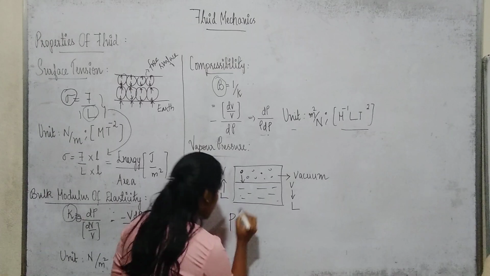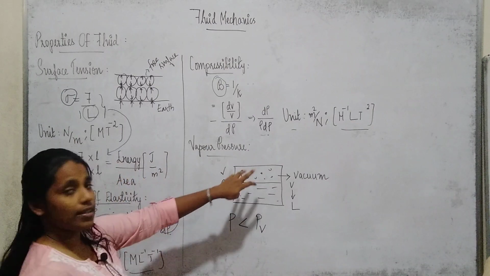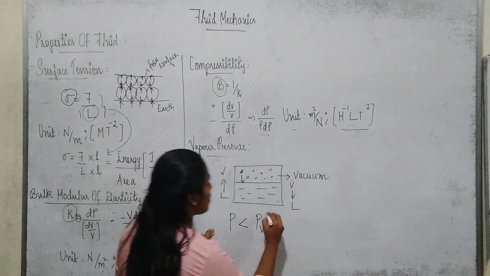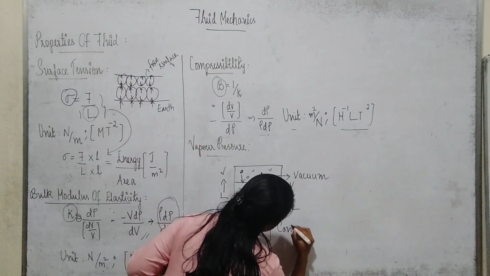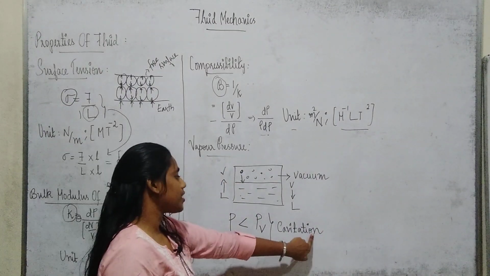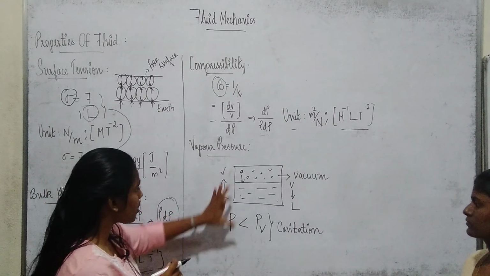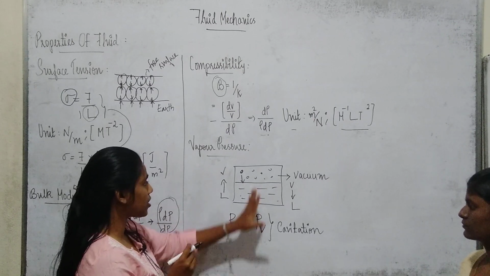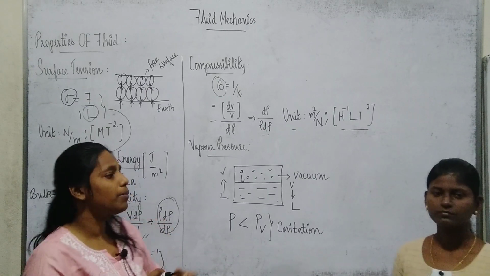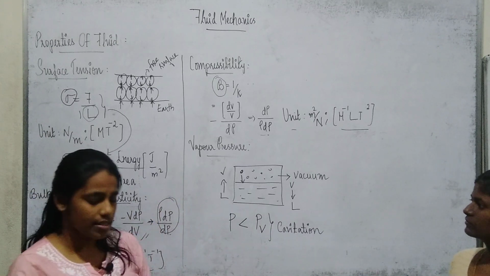Sometimes the pressure inside the container is less than the pressure exerted by the vapor. Then the phenomenon is called cavitation. Cavitation is when, not in equilibrium, the pressure inside the vessel is less than the pressure exerted by the vapor. There shall be formation of bubbles. Bubbles form, and in the pipes too, the bubbles come and hit, and so we hear some noises.